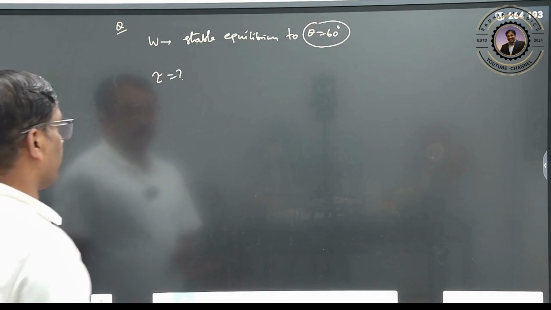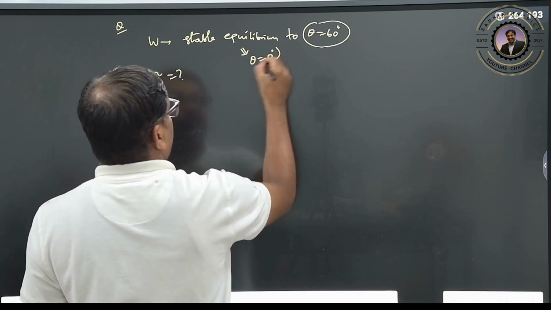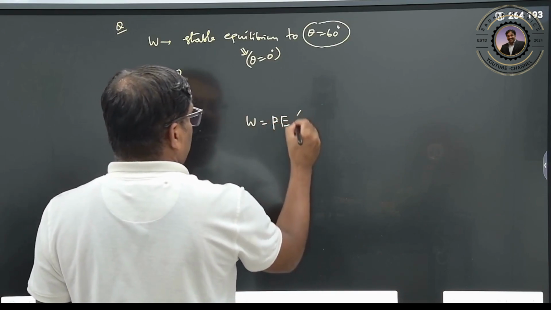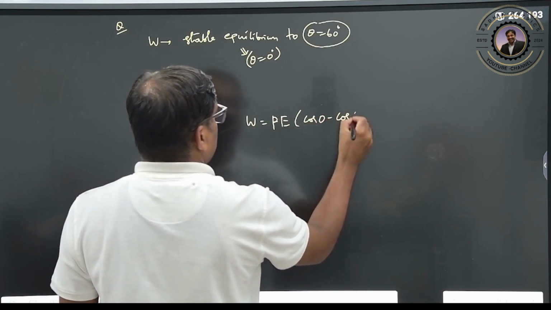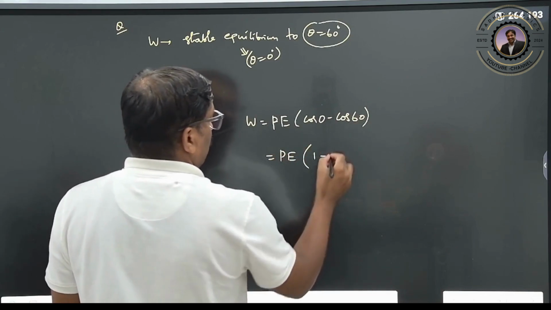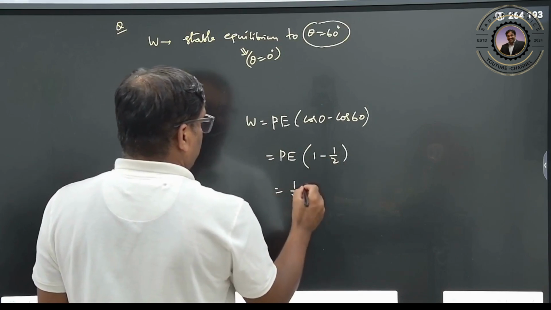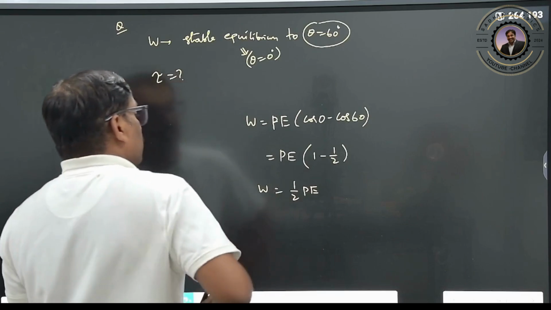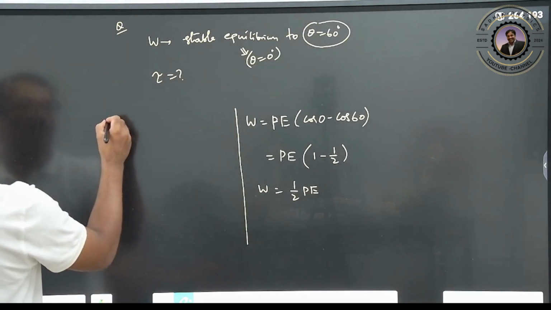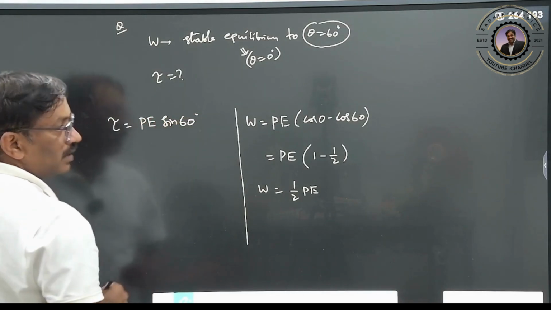So what is the work done? Work done from stable equilibrium. Stable equilibrium means theta is equal to 0 degrees, right? So the work done will be P into E, cos 0 minus cos 60, clear? So PE, cos 0 is 1, minus cos 60 which is 1 by 2, therefore 1 by 2 P into E. This is your work done, clear? So we want to calculate how much torque should act at this position. What is the formula for torque? P into E into sin 60. Sin 60 is how much now?